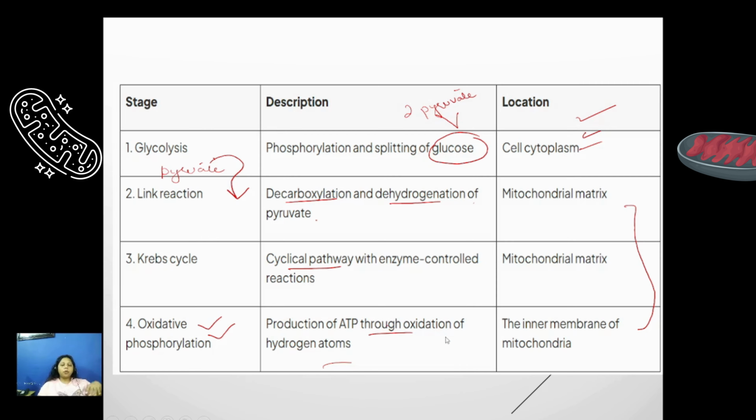So this is all for a general discussion of where it takes place and what is the importance of mitochondria. In the next videos we are going to discuss how these cycles take place.